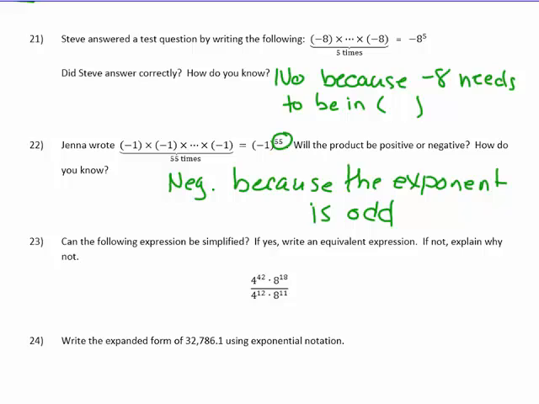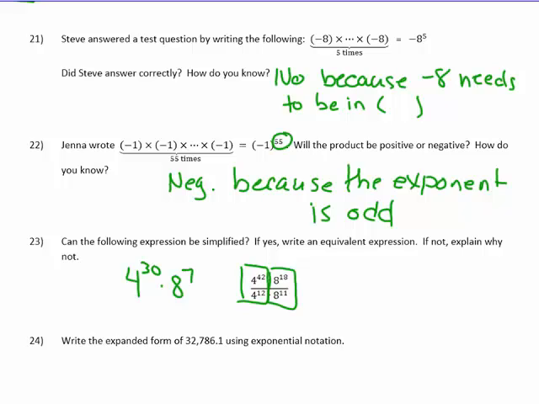Can the following expression be simplified? If yes, write an equivalent expression. So I can do these because I have these bases go together and then these bases go together. So it's a division problem, which means I subtract my exponents. So that's going to give me 4 to the 30th and 8 to the 7th.